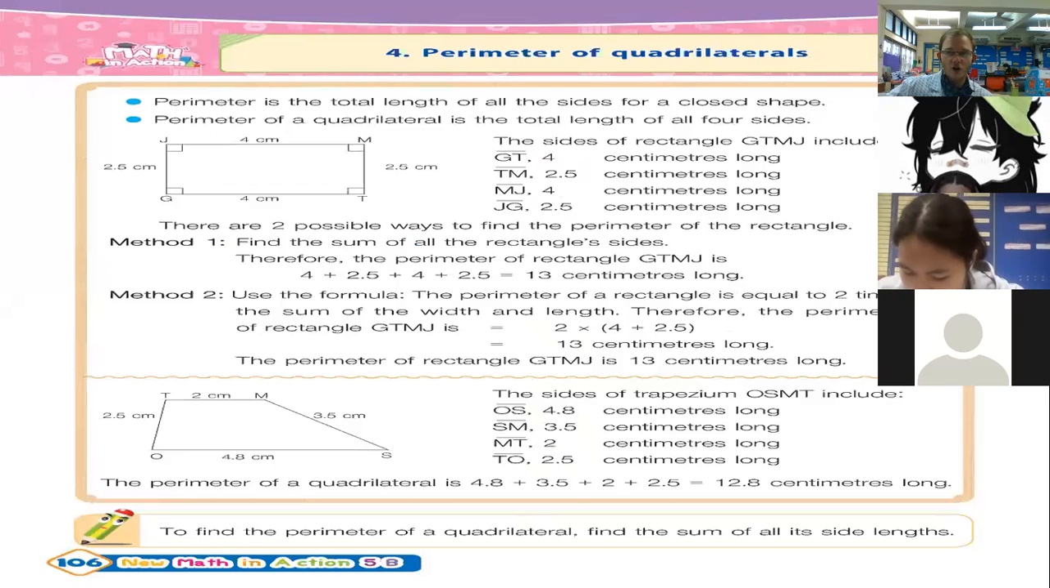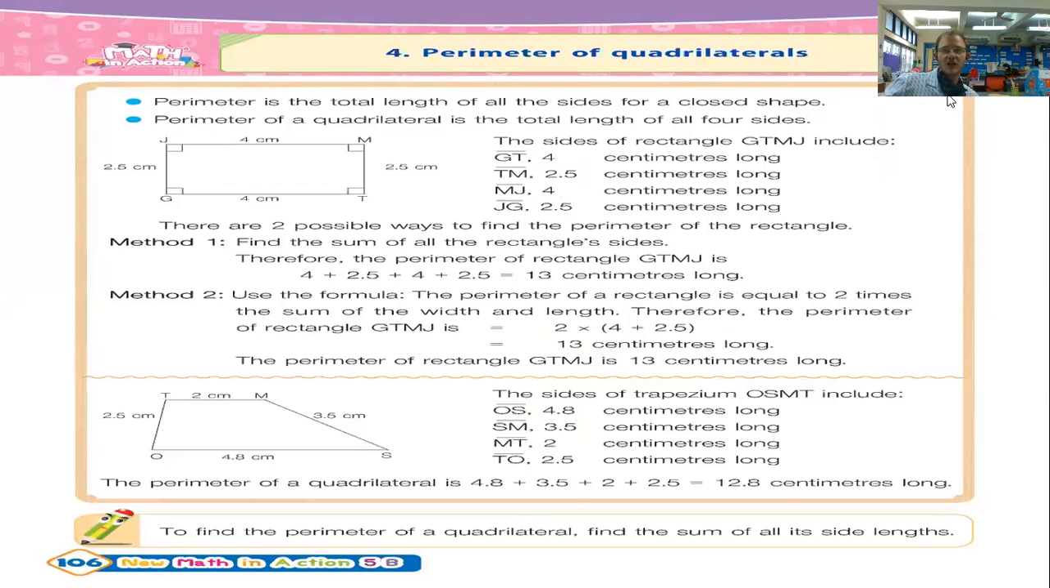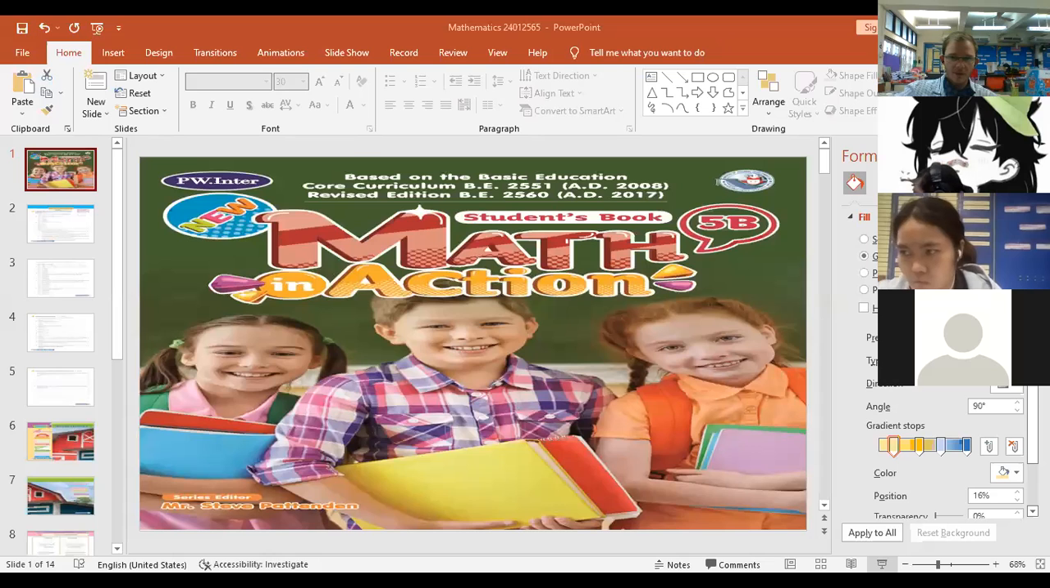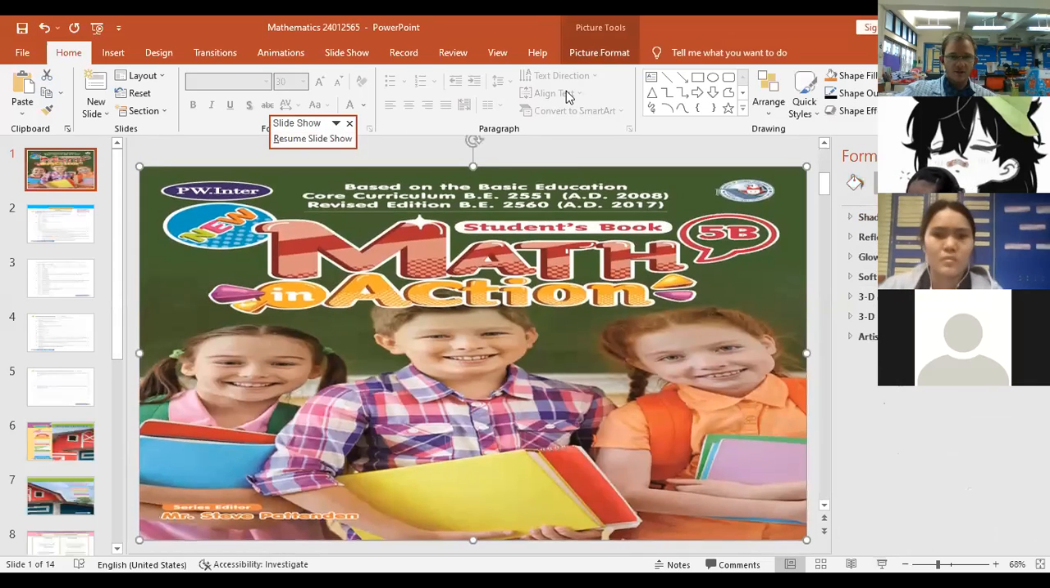So we're going to start off on page 106. If you have your books, please open on page 106, and then we can start. So what is the perimeter? The perimeter is the total length of all the sides for a closed shape.